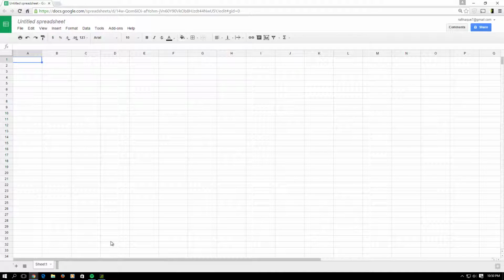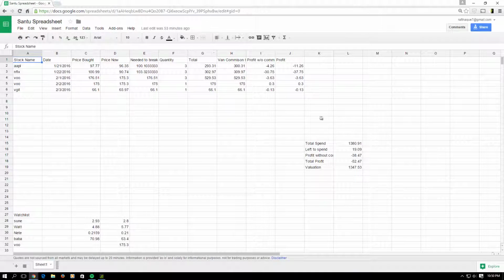This will be a one-take video. In this video I'm going to show you all the basic things you need to know about Google Spreadsheet to keep track of your stock portfolio. Let's take a look at what we will achieve by the end of this video, which will look something like this. Here you can see Apple stock, Netflix stock, Vanguard S&P 500, and Vanguard Intermediate Government Bond Fund. So it will look something like this.